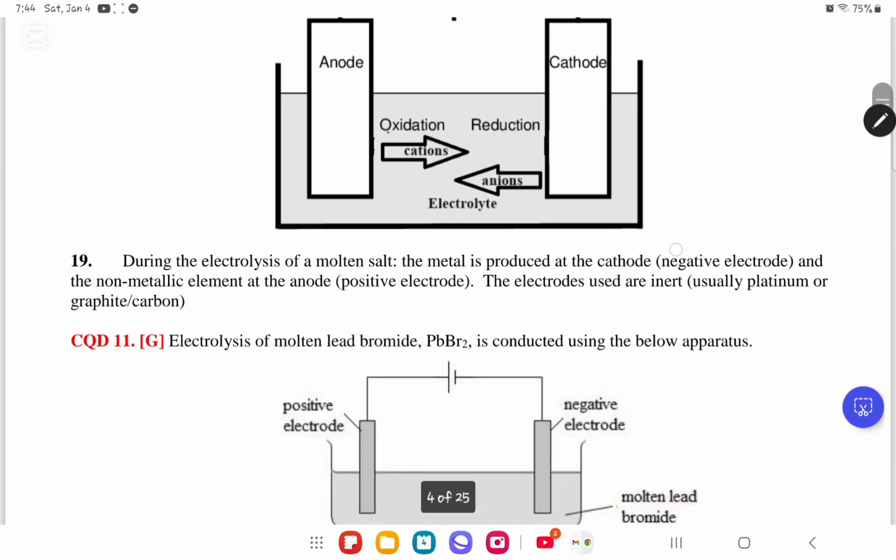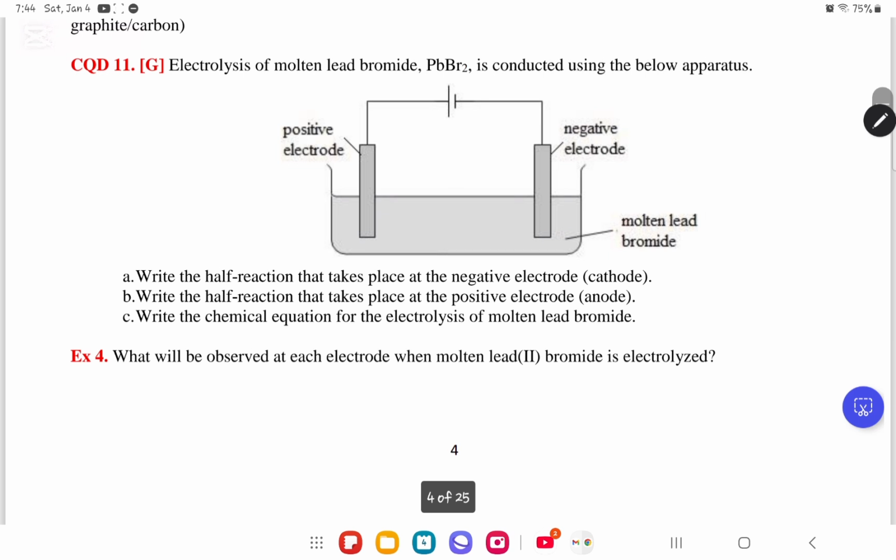Now we move on to the next one, which is CQD 11. For CQD number 11, we have the electrolysis of molten lead bromide, PbBr2, conducted using the below apparatus. For part A, they asked us to write the half reaction that takes place at the negative electrode, and for part B, at the positive electrode. The positive electrode is the anode, the negative electrode is the cathode.